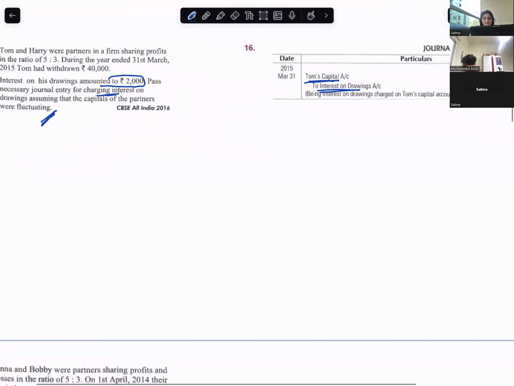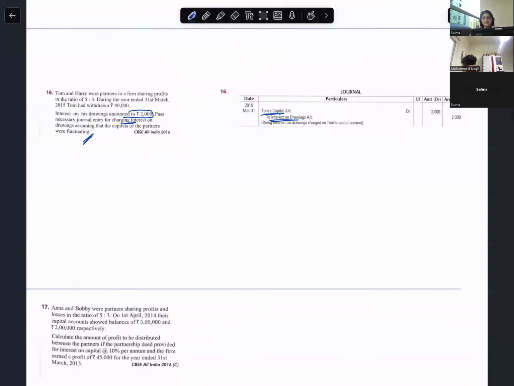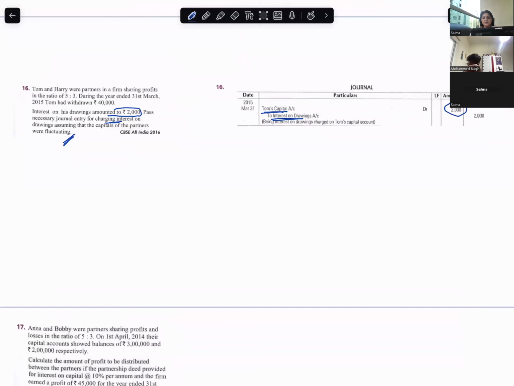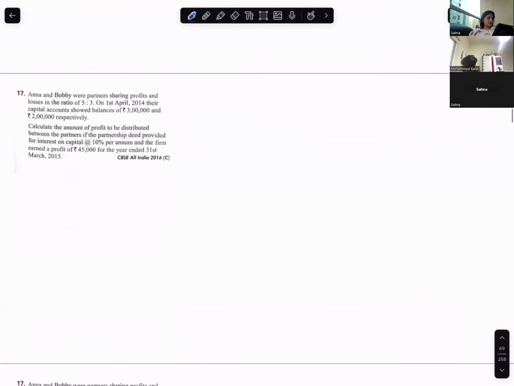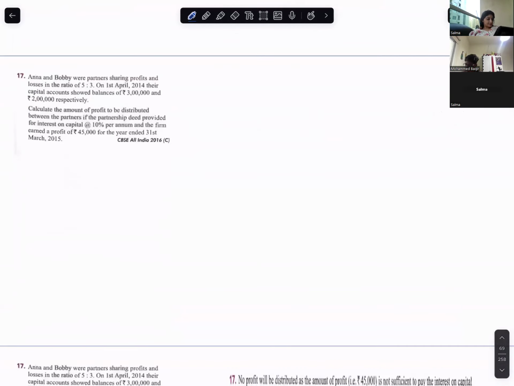Interest on drawings is 2000. Partners' capital account debit to interest on drawings account. That is it. Interest on drawings. Are you with me? Yes, ma'am. Go to the 17th one.